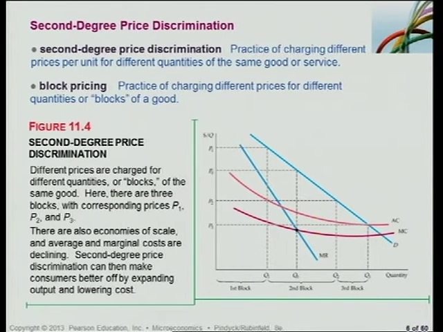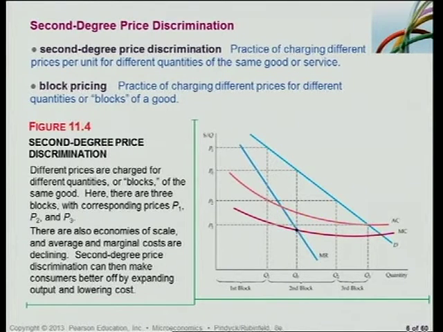And then what happens now is that different prices are being charged for different quantities or blocks of the same good. So if you look at the different prices here, if you purchase Q1, you will have a price of P1. For the second block, it will be P2. And for the third block, it will be P3. Those are the different prices for the different quantities or blocks of the same good.